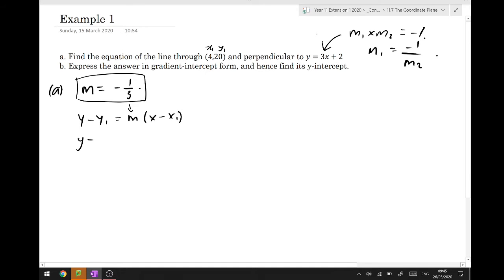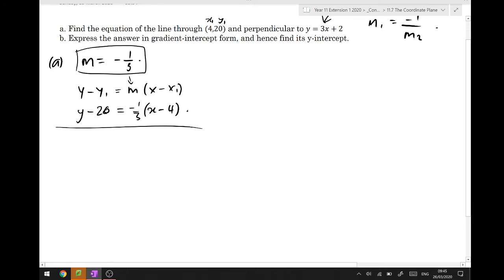So we're going to go y minus, our y1 is 20, is equal to negative a third lots of x minus, x1 is 4. And we're going to leave it like that. And so that's an equation in point-gradient form.